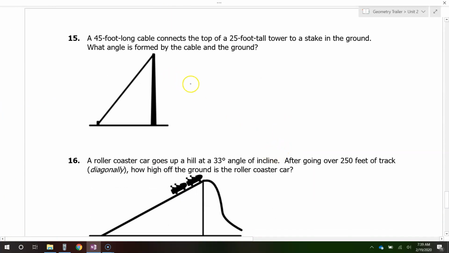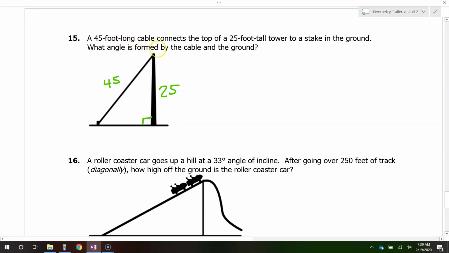All right, we're almost done. We just have a couple of word problems to do next. So we have a 45-foot long cable that connects the top of a 25-foot tall tower to a stake in the ground. So here's the cable. So let's go ahead and write the 45 right here. 25-foot tall tower. So that means this is 25 right here. Of course, the tower is straight up and down. So this is our 90-degree angle.